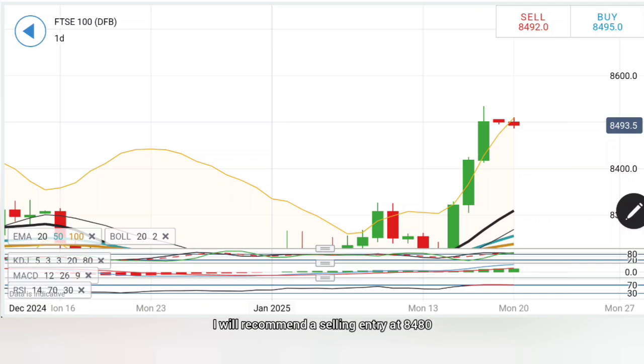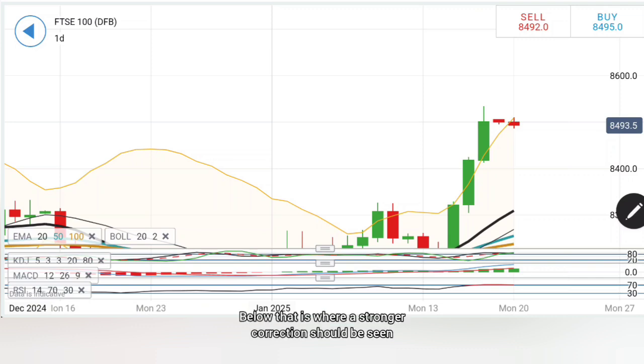On the downside, I will recommend a selling entry at 8480, expected to move to 8466, 8460 zone, first target zone, 8450 second, and then 8435. Below this, 8420, 8400 should be there. Below that is where a stronger correction should be seen. If not today, then with the next trading session. Take your positions accordingly. Let's move to S&P 500.